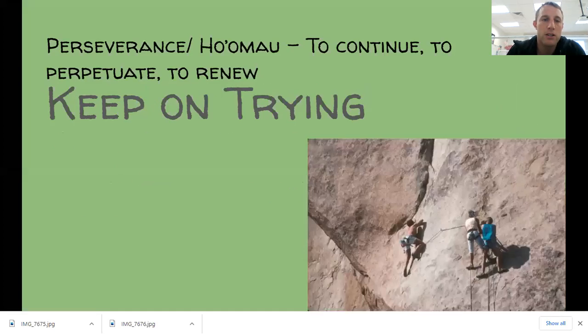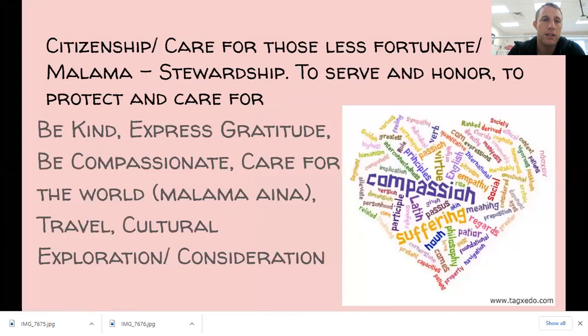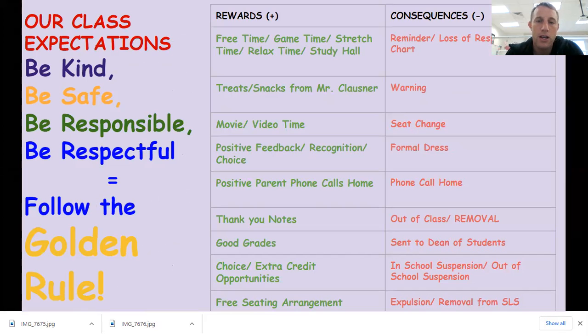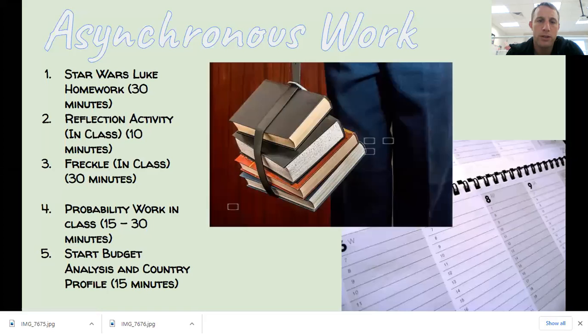Just some reminders for what really is important in our math class. Be respectful, responsible, have faith, connect to others, be kind, follow the golden rule, all that good stuff.